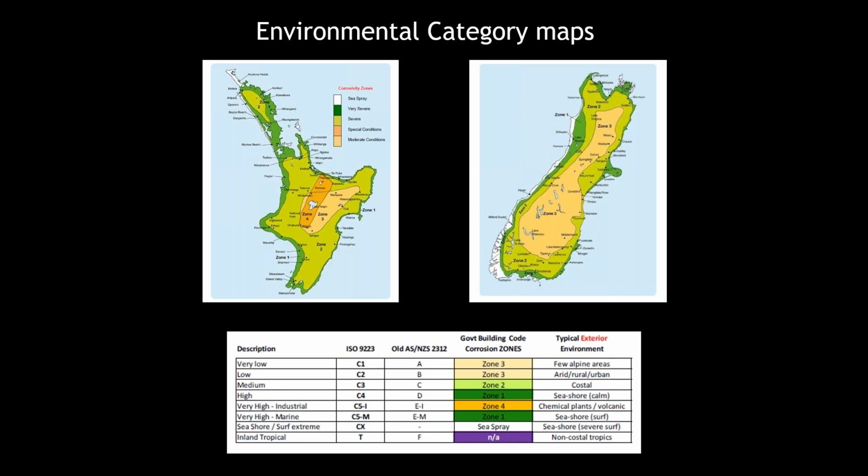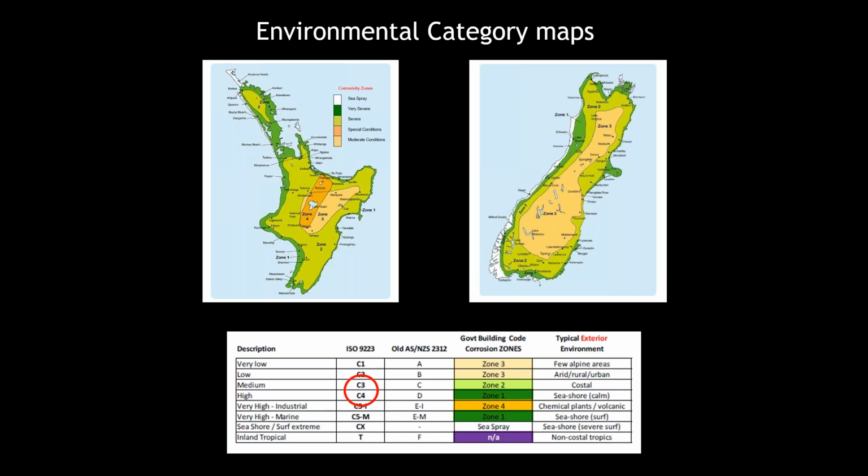Environmental category maps. So I just thought I'd put these in there to show that, and obviously we're well zoomed out on these ones. As you zoom in on it, environmental categories in and around bays and the coastline, there's all sorts of micro climates and different environmental categories as you go on. But this gives a general overview of what we're looking at here today.